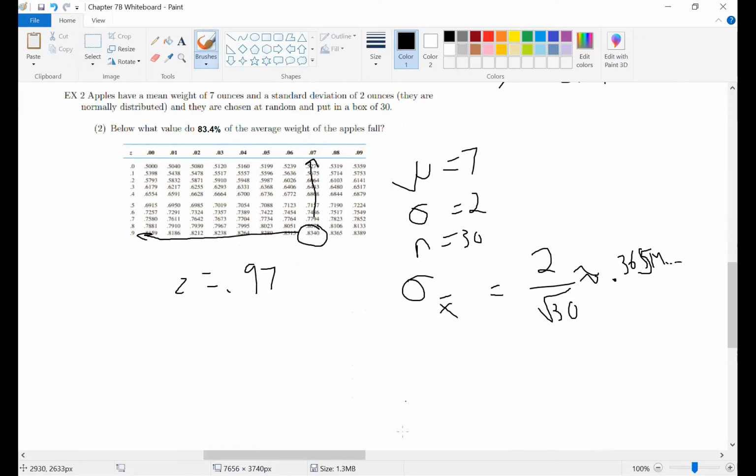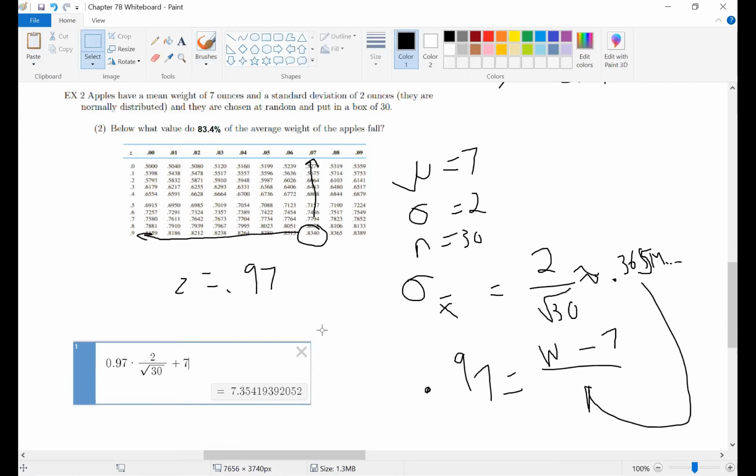Now we use our z-score formula. 0.97 is equal to the weight we're looking for, W, minus 7 divided by this. And if I go back to here, I will snip this for those of you at home so you can see it. There we go. And then I will paste it right here, just because I saved us some time. And this is our answer. The only thing that changed was one number. That was it. You can see working back is pretty easy.